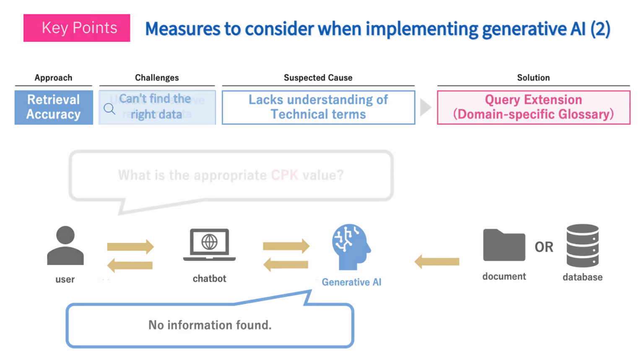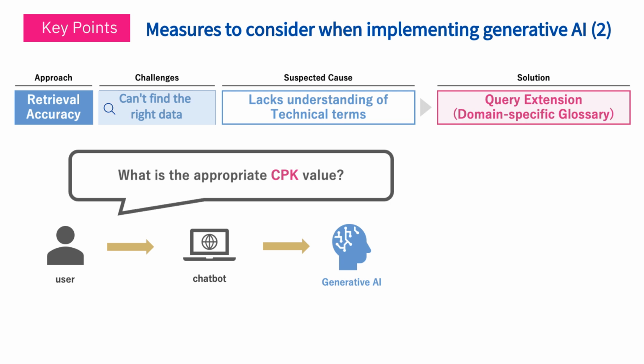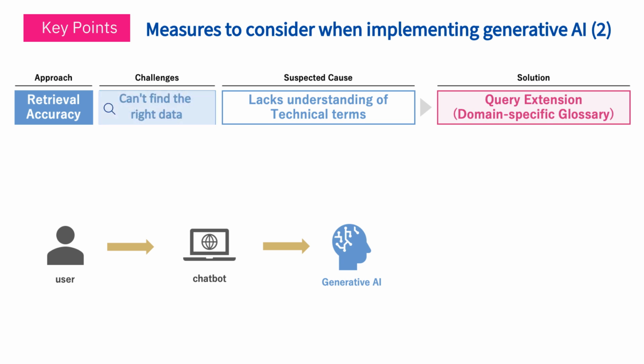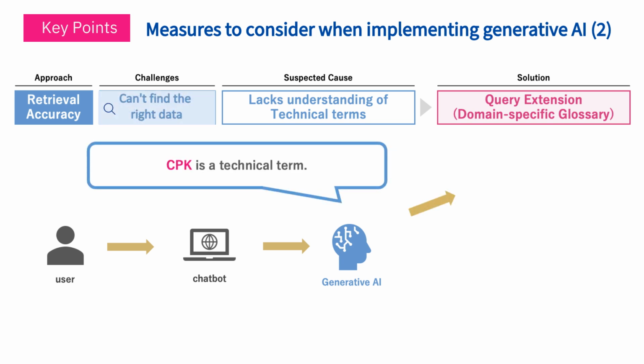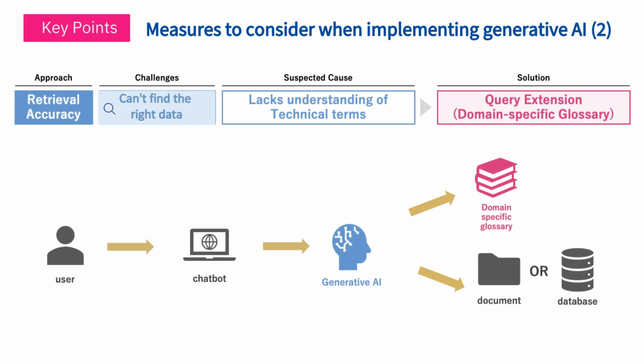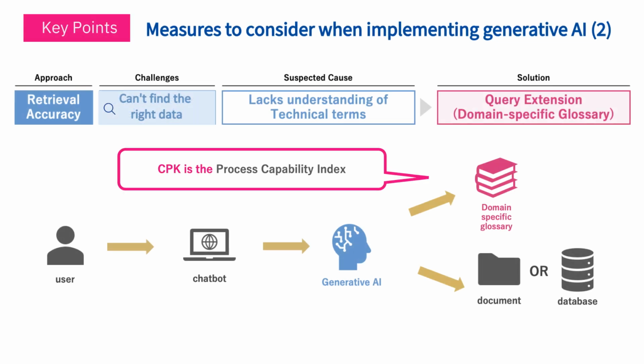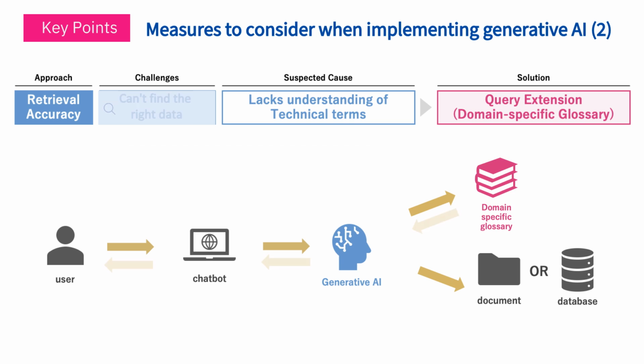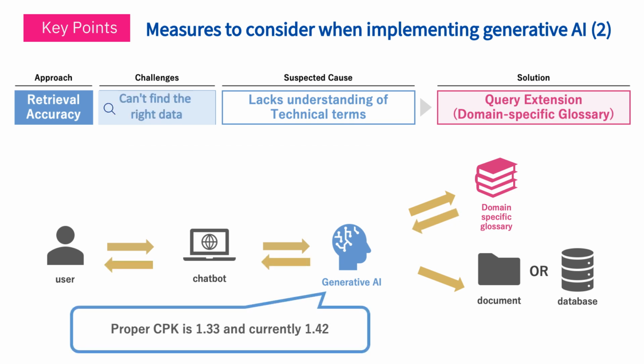What can we do? One approach is to have the AI pause before answering, and first check whether the input contains specialized terms. If it detects a term like CPK, it then refers to a technical term database to confirm the correct meaning. This database could be structured as an internal glossary, a lookup table, or even just a file. It depends on your setup. So the AI can confirm that CPK stands for Process Capability Index. With that context, it's now able to search your internal data correctly and generate a response that's accurate and aligned with your business use.